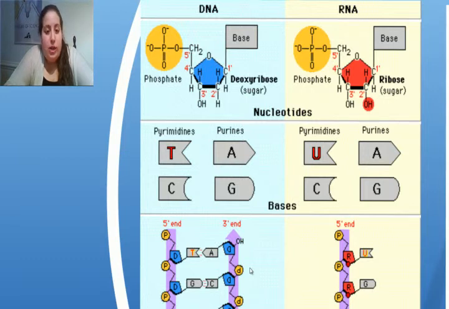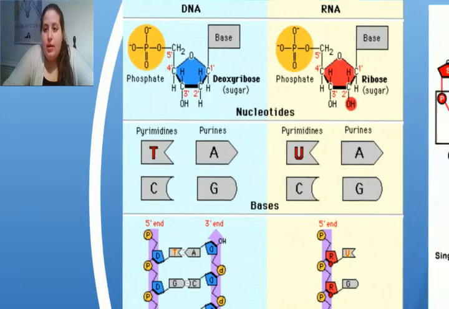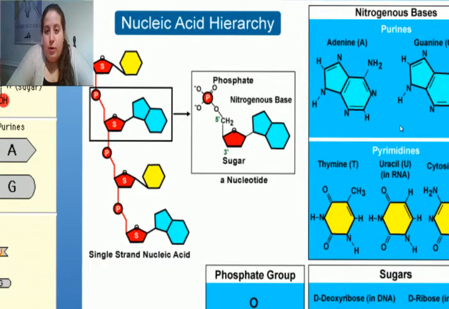And then their overall shape is a little different as well. Remember, DNA is the double-stranded helix, so it has 2 strands of DNA that run in opposite directions of each other. RNA is a single-stranded helix, so it only has 1 strand. And here's another picture for you to help you remember the shape of those nitrogenous bases. Remember, our purines have 2 rings, and our pyrimidines only have 1.